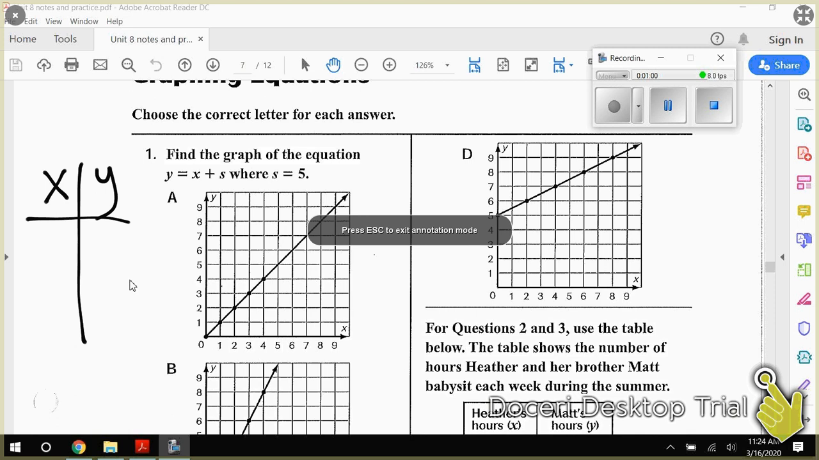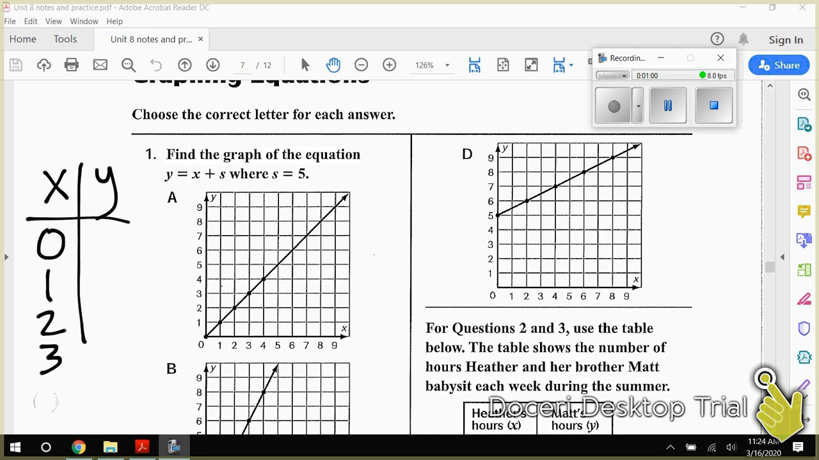Now, right here, I look at the graph. I don't have any negative numbers, so I'm just going to start at 0: 0, 1, 2, 3. I'm going to use those for my input. These are my input values. Where did I get those numbers? Quite simply, I just picked them off of the graph. So here's 0, x is 0, then 1, 2, 3. I'm just grabbing them off the graph.